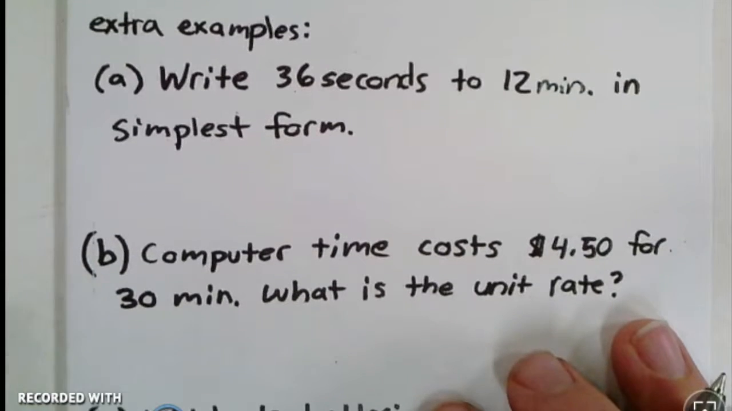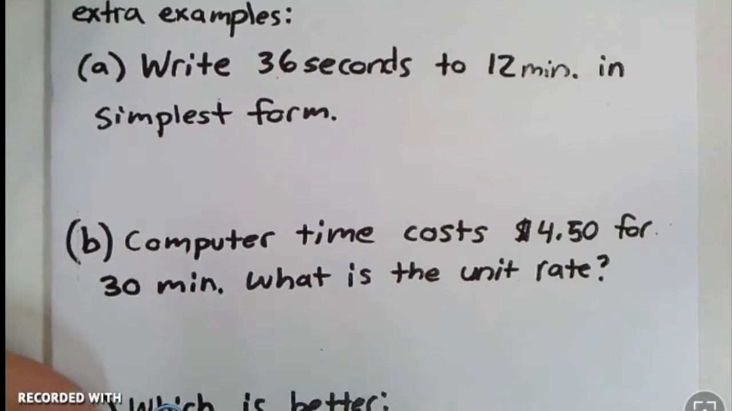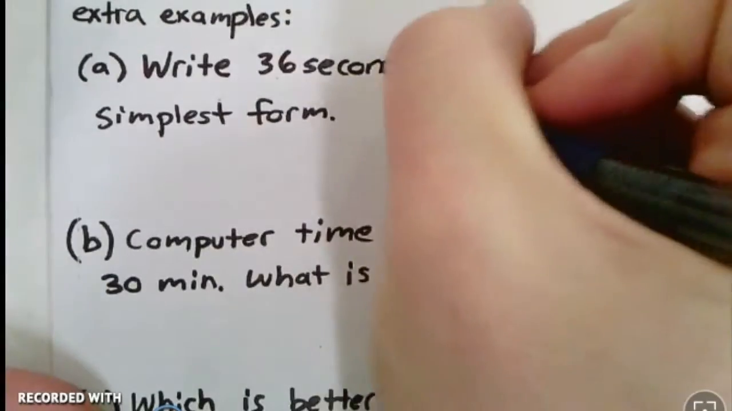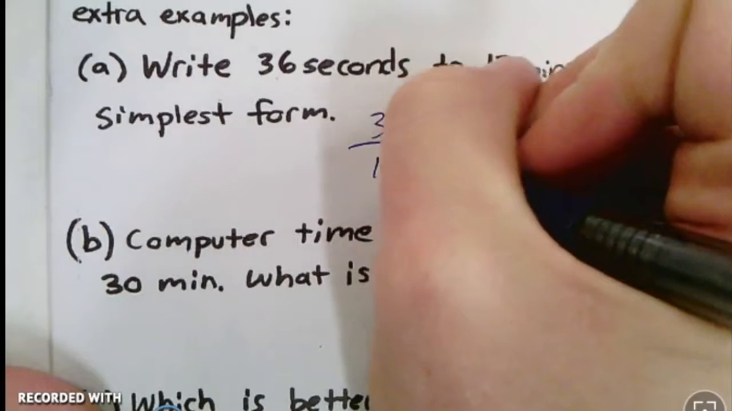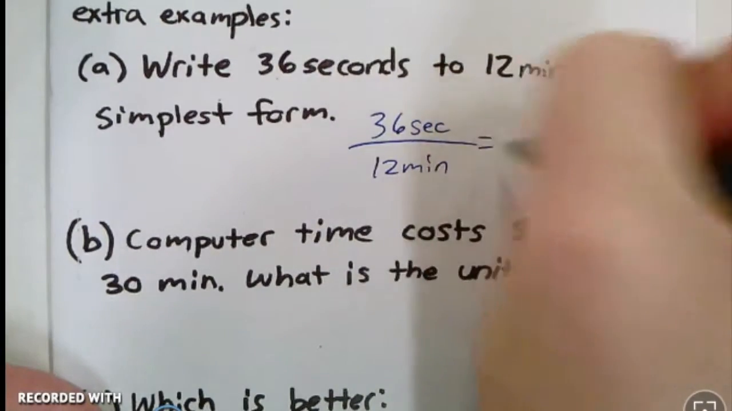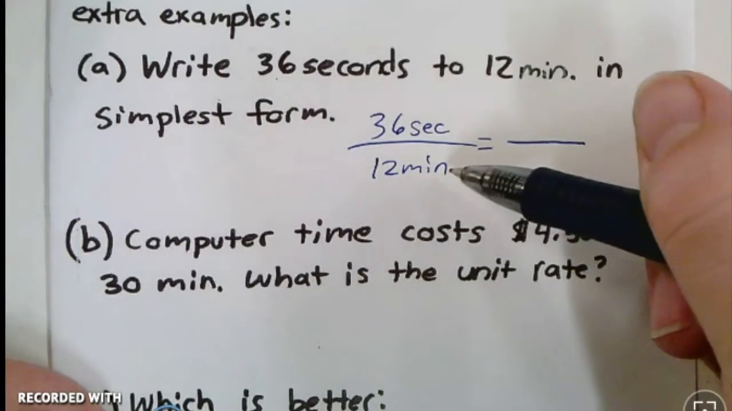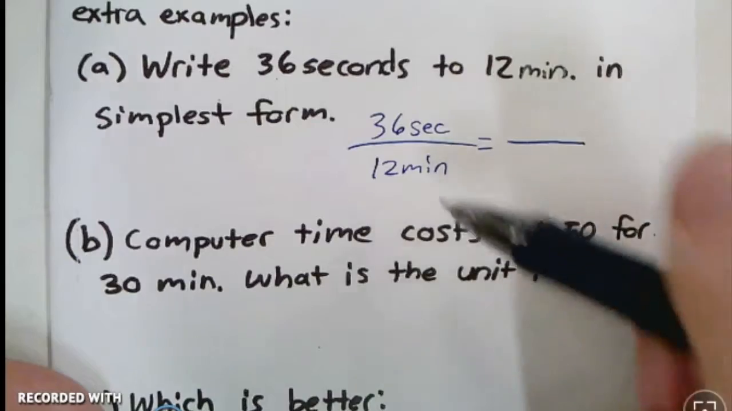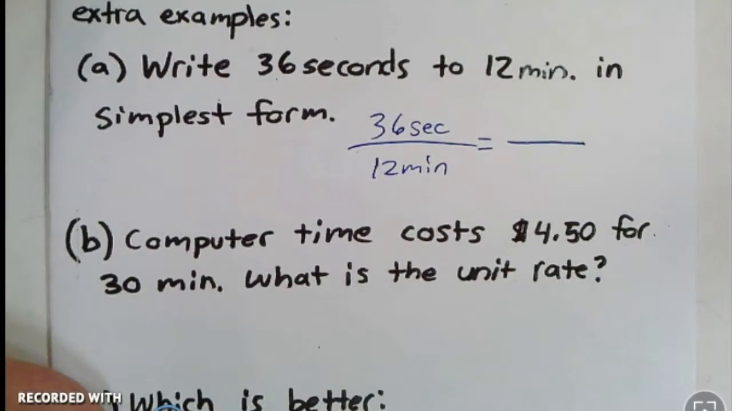Here's some more examples. So write 36 seconds to 12 minutes in simplest form. You can try to do these, pause the video, and then check your answers to see if it's right. So I'm going to do 36 seconds to 12 minutes. I need to give them the same unit. So I'm going to go from minutes to seconds. There's 60 seconds in a minute, so I'm going to do 60 times 12.